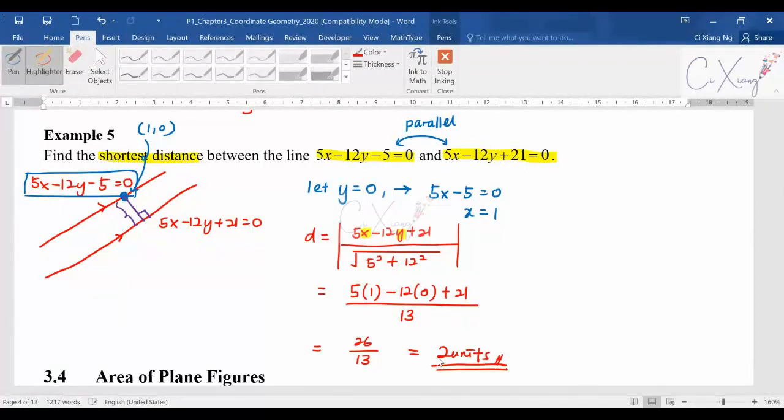Okay, so this one, if you compare it with the previous example just now, it is slightly harder because they actually want you to find out the distance between two lines, but you just do some simple adjustment, then you can actually apply the formula also. Okay, so this is what you have for the shortest distance formula.